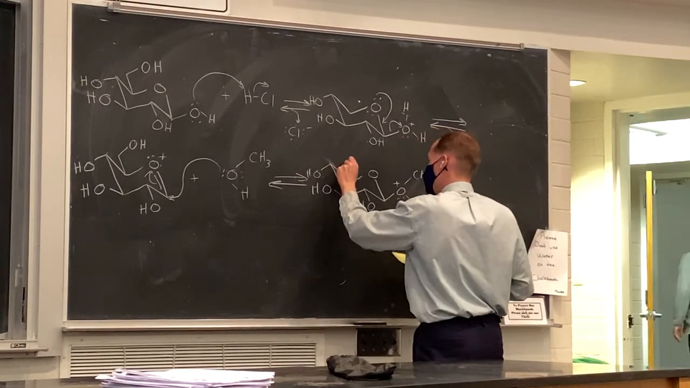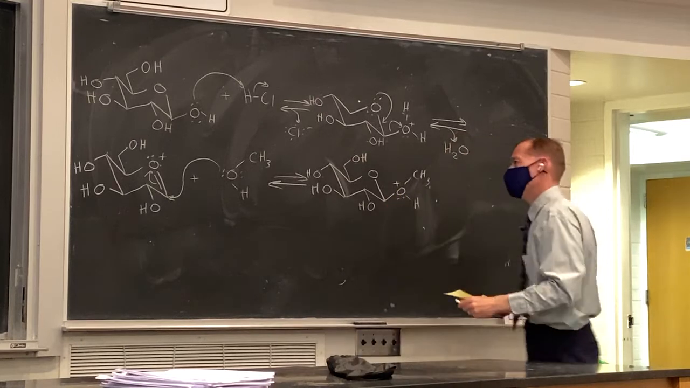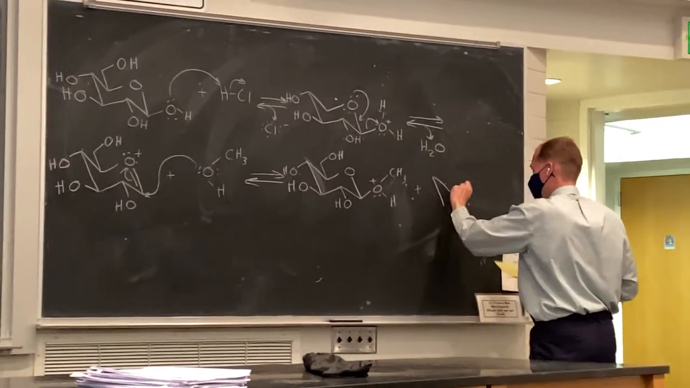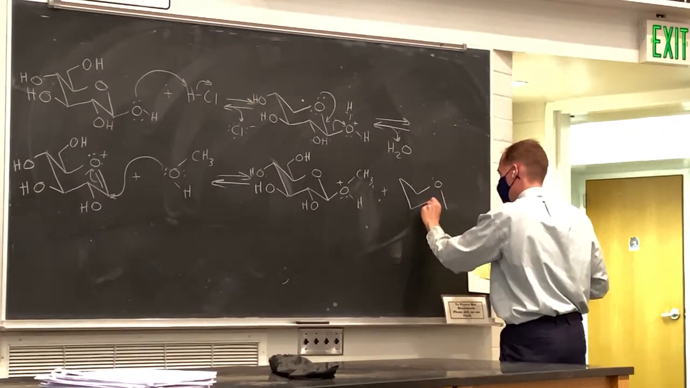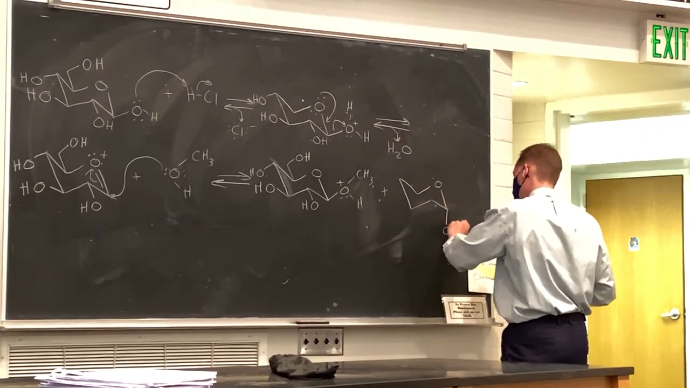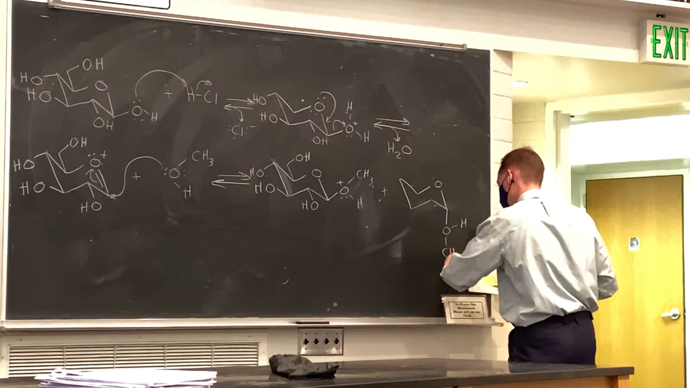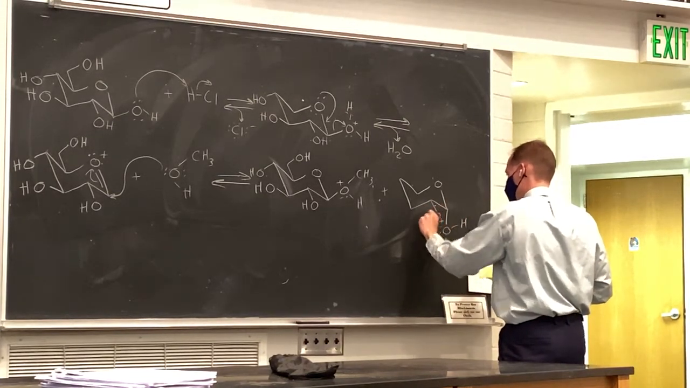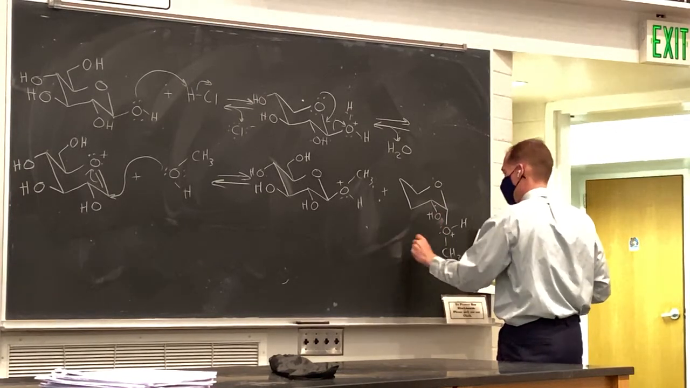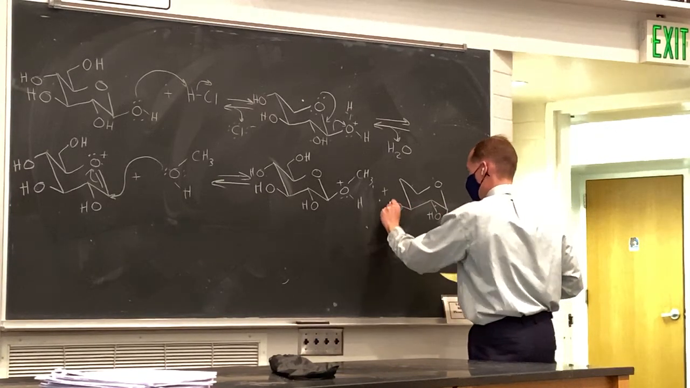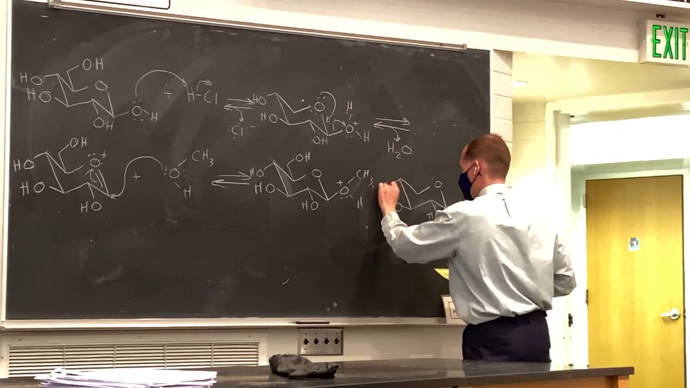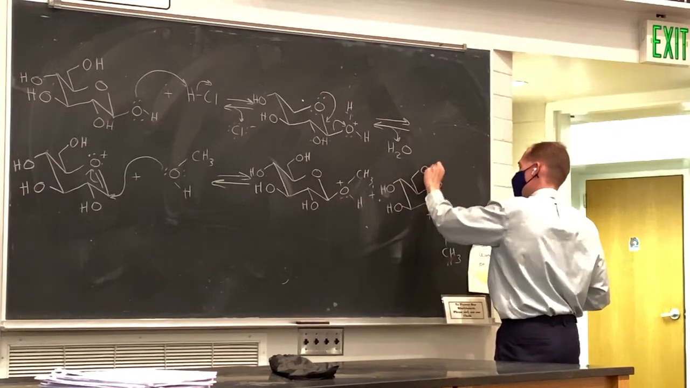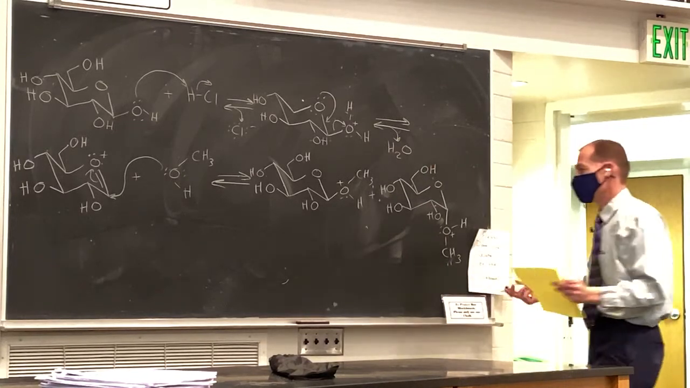Okay. So here's the beta, and then we'll draw the alpha over here. I'm going to move that positive charge so it's not by that other oxygen. One of the challenges of drawing carbohydrates is you end up with a lot of functional groups in close proximity to each other. So it's a challenge to draw them.